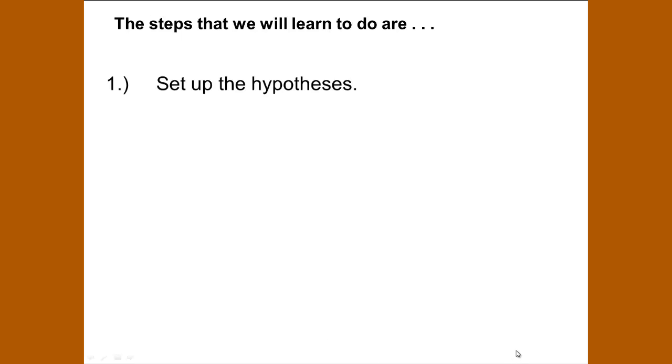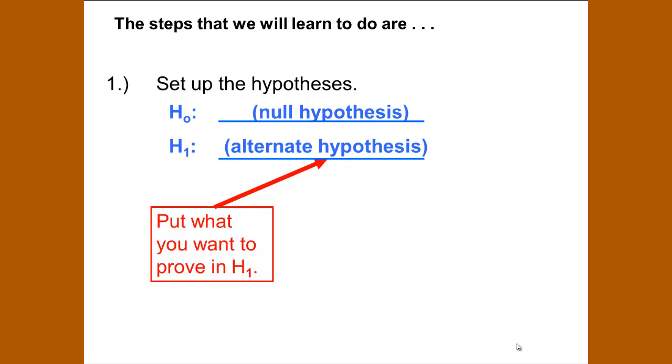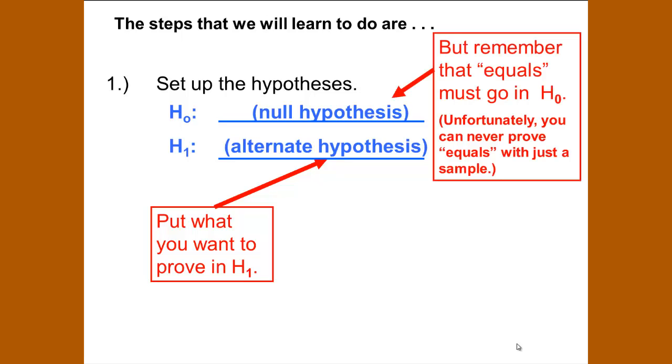The steps that we will learn in this video are to set up the hypotheses, the null hypothesis and the alternate hypothesis. We will put what we want to prove in the alternate hypothesis H1, and remember that the equals must go into the H0. Unfortunately, remember that you can never prove the equals with just a sample.